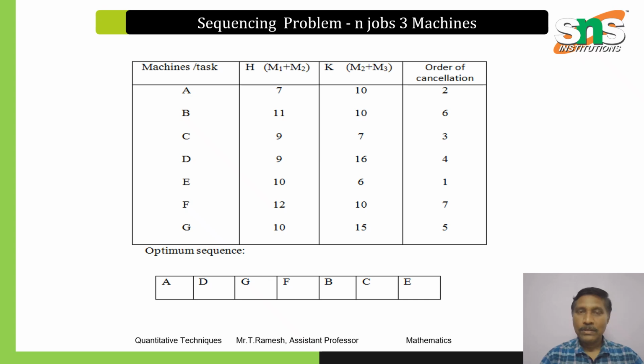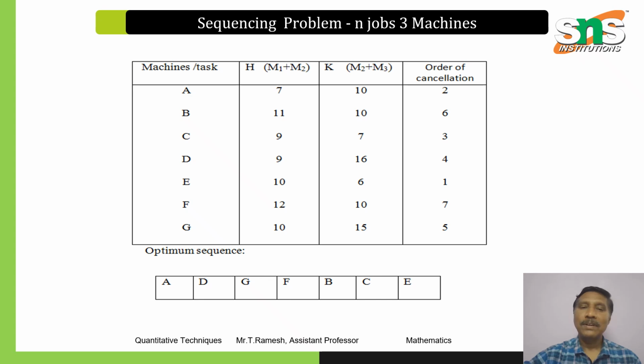Okay, so what is the order of cancellations? First, among all these durations, which is minimum? So 7, 10, 11, 10, 9, 7, 9, 16, 10, 6, 12, 10, 10, 15. Among all these, which is minimum? Here 7, and also another 7. Two sevens are here, but the first 7 is on machine H, and the second 7 is on machine K. Therefore, we take the first, the task A, and put it on the left side.